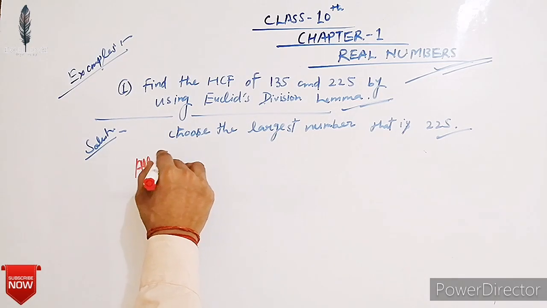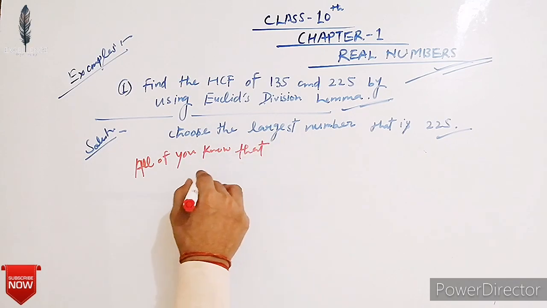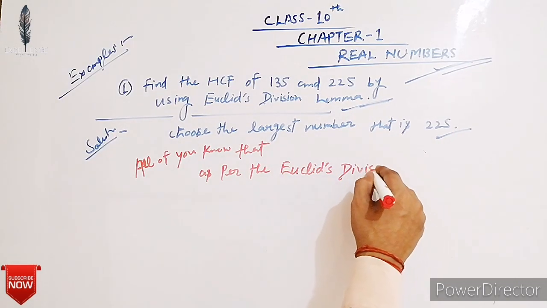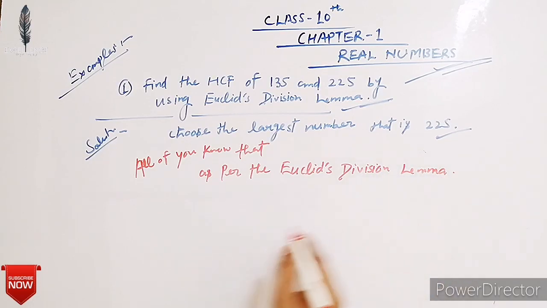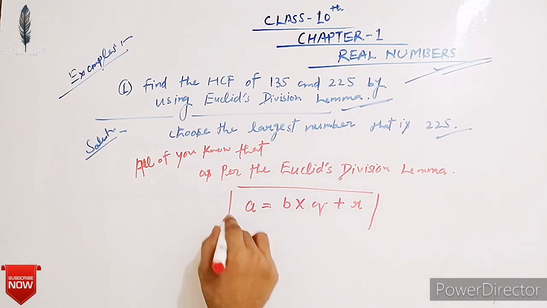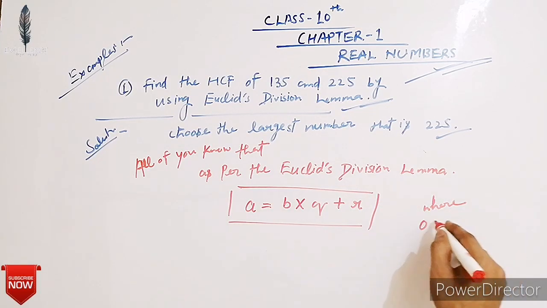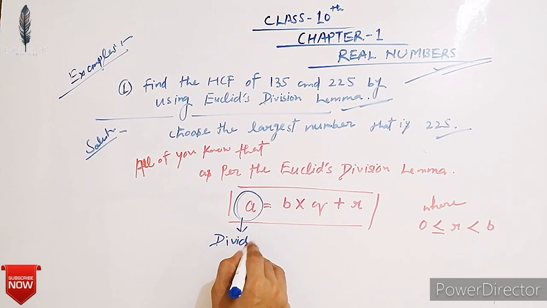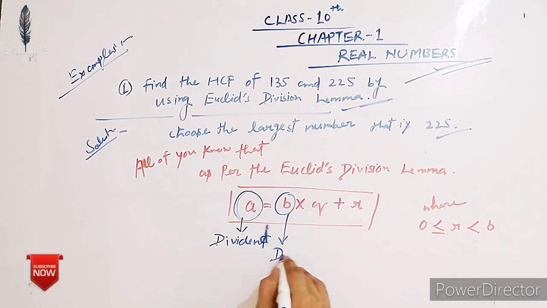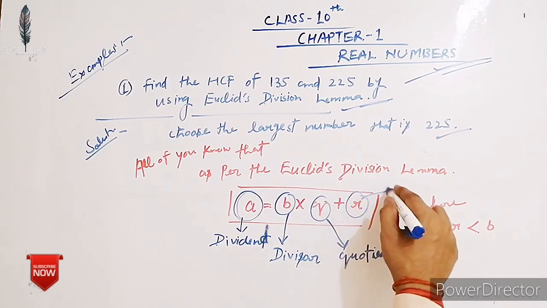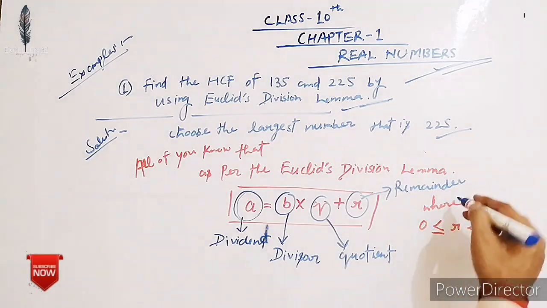All of you know that as per Euclid's division lemma, A is equal to B into Q plus R. Here A represents dividend and B represents divisor, and Q is for quotient and R is remainder. Okay students, you have to keep this in mind.